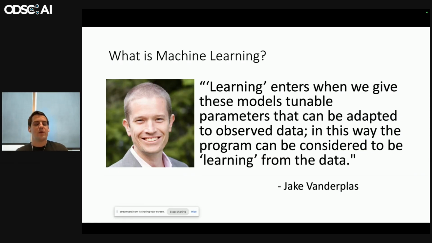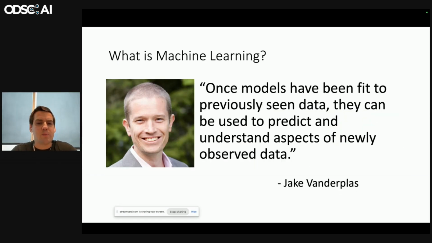This is a quote from Jake Vanderplas. He's been around for a long time. I think he did the Python Data Science Handbook back in the day. It's still fantastic, and I reckon you check it out.